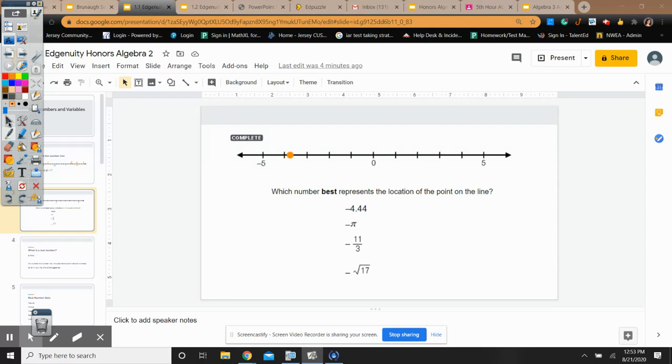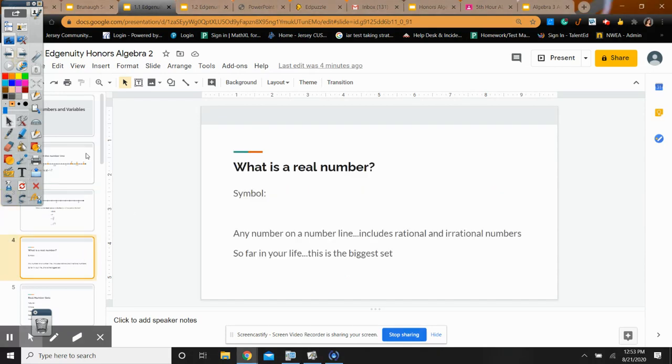Okay, so that's a little bit of number line fun. Now we're going to talk about different types of numbers. The first type of numbers we're going to talk about is pretty much the biggest set that you are aware of at this point, and this is called the real numbers. Real numbers have a symbol. It's this double bar R.